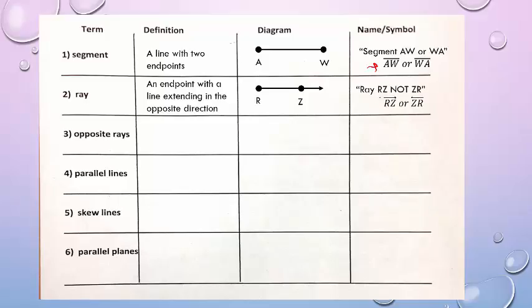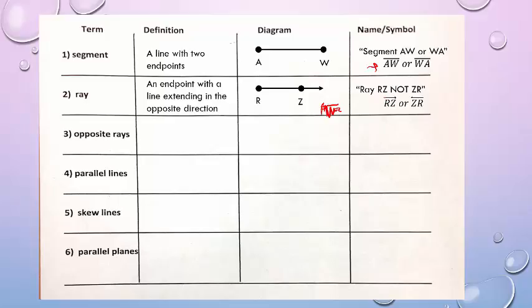We need to be careful about the ordering of the letters when it comes to rays. For example, since the endpoint is at R and Z is closer to the arrow, I would name this ray RZ. You could not call it ray ZR. Ray ZR would actually look like that, with Z here and R here, and that is not the same thing. So we don't want to do that.